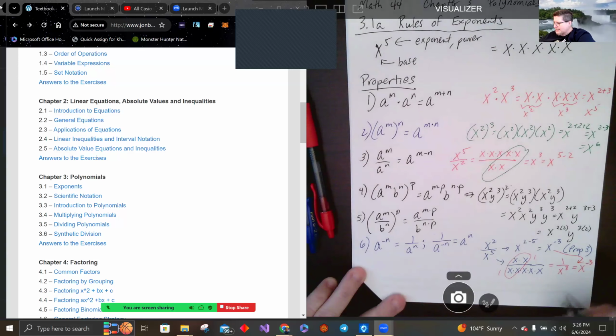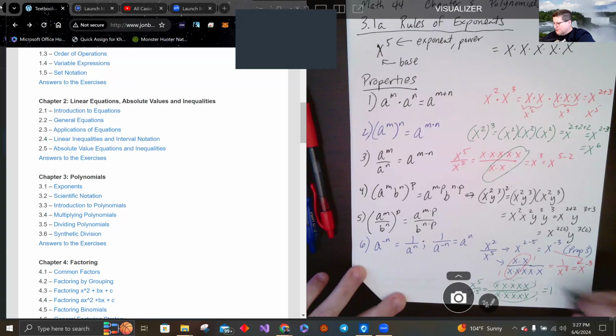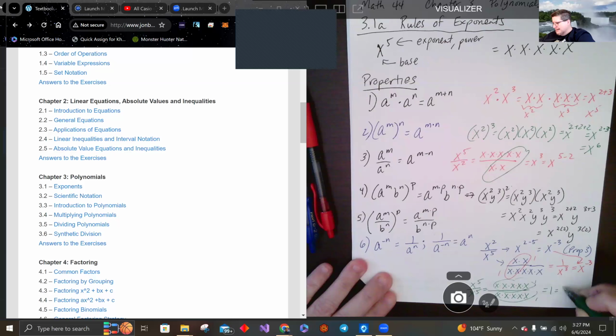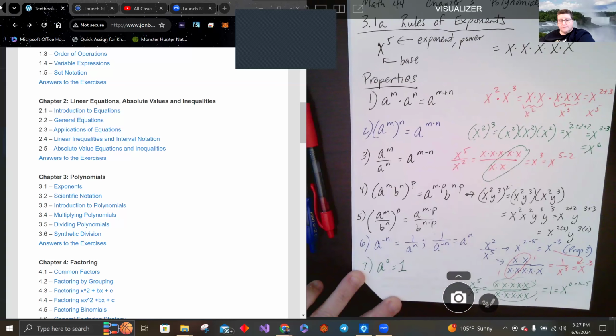And the final rule you can see kind of derived if I do x to the 5th power over x to the 5th power. They all cancel, right? All of them on top and bottom cancel each other. I'm just left with 1. But if I do the subtraction rule, this is x to the 5 minus 5. So rule number 7 is anything to the 0 power is 1. Not anything.